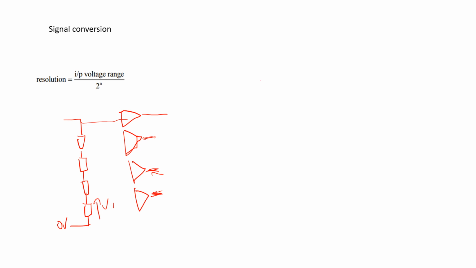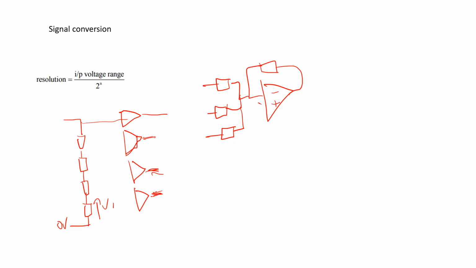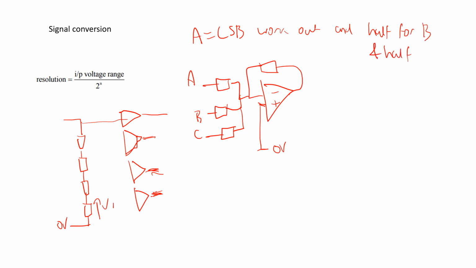And a DAC, again, it's a 3-bit DAC, it will have 3 inputs. You work out the least significant bit, then you half, half, and half. So if that's A, B, and C, A equals LSB, least significant bit, and half for B and half for C. It's that easy. It's just your bog standard inverting op amp equations from the previous page.